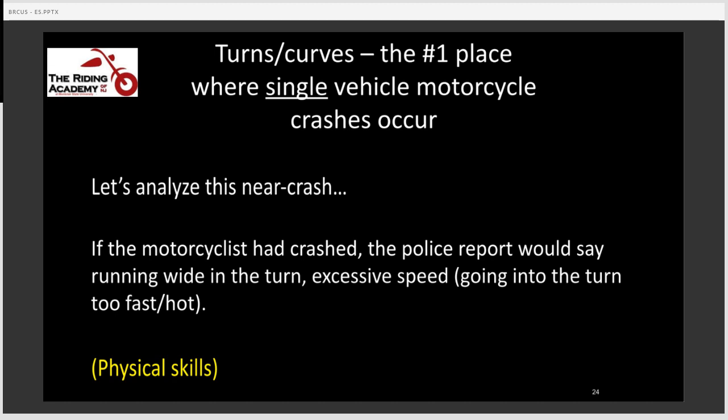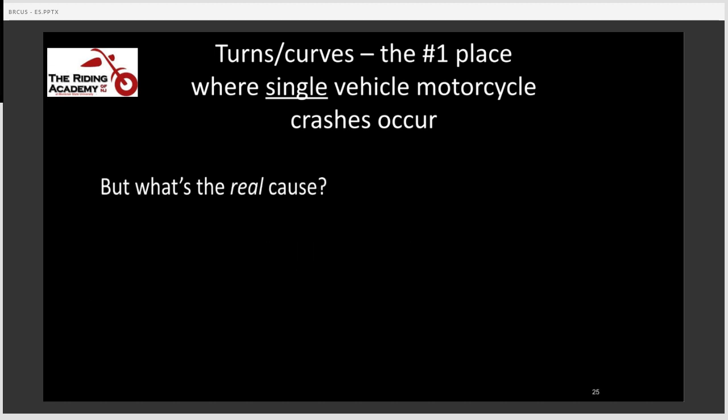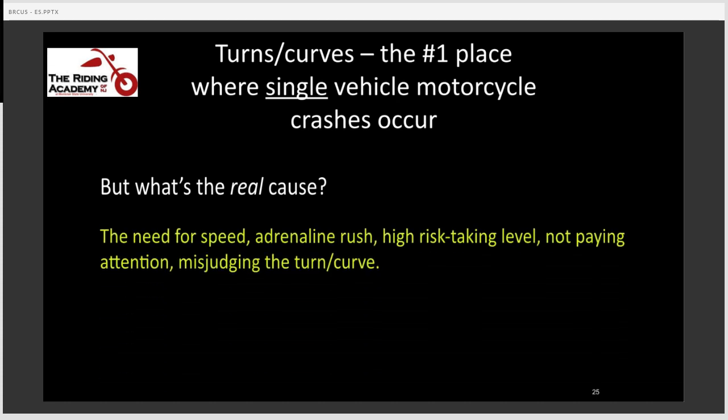But the police report's going to indicate physical skills. But what's the real cause of this crash? The real cause, what's not going to go on the police report. Maybe Joe had that need for speed, as I said before, the adrenaline rush. Or maybe Joe's a high-risk taker. He likes pushing that envelope. Maybe he wasn't paying attention, or maybe he just misjudged the curve. So these are actually mental and emotional skills, which I just talked about. So the real cause of the crash was the mental and emotional skills, not the physical skills.